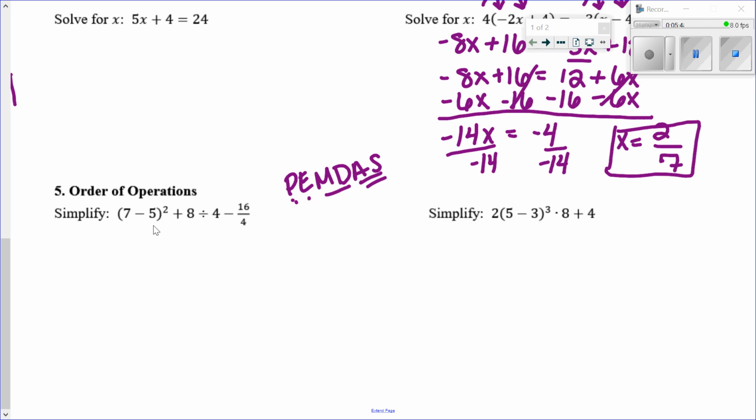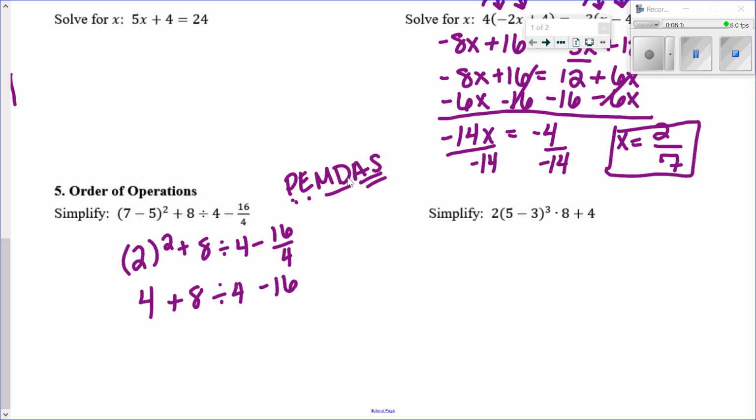We have parentheses, so I'm looking, I have 7 minus 5, which gives me 2. Okay? I'm just going to rewrite because I didn't touch anything else. Next thing I'm going to do is my exponents. So 2 to the second power, or 2 squared, is just 2 times 2, which gives you 4. I have plus 8 divided by 4 minus 16.